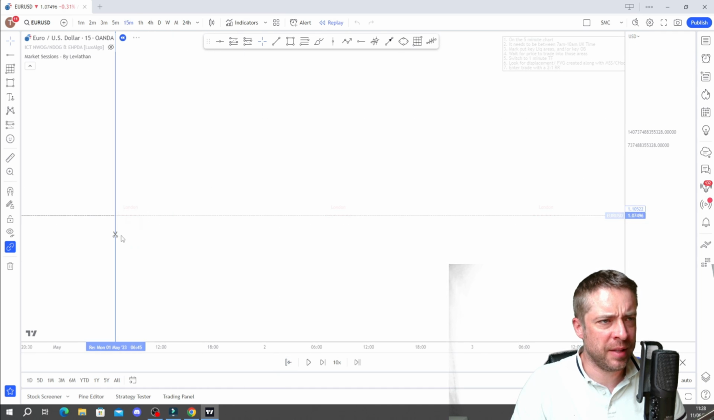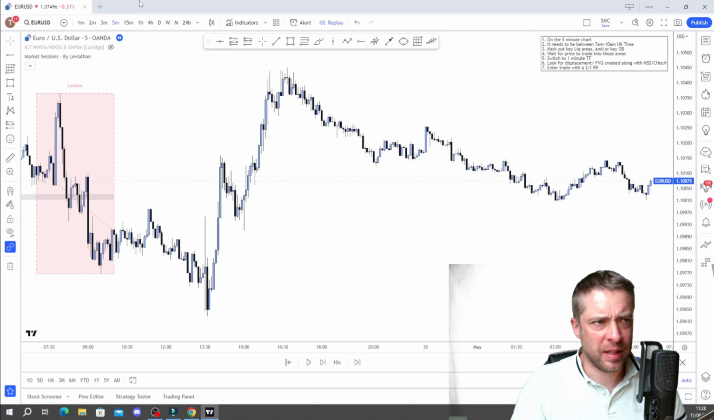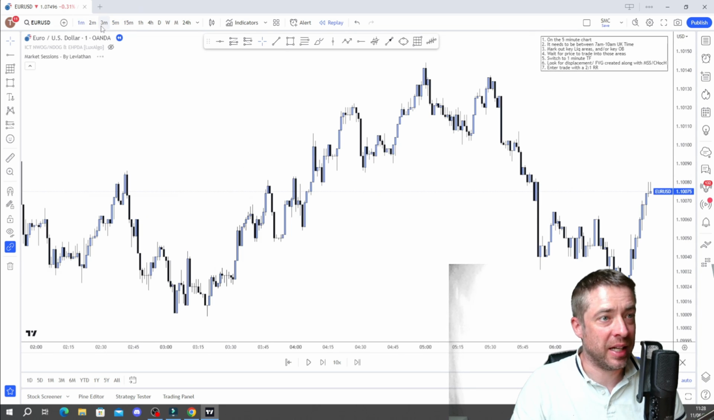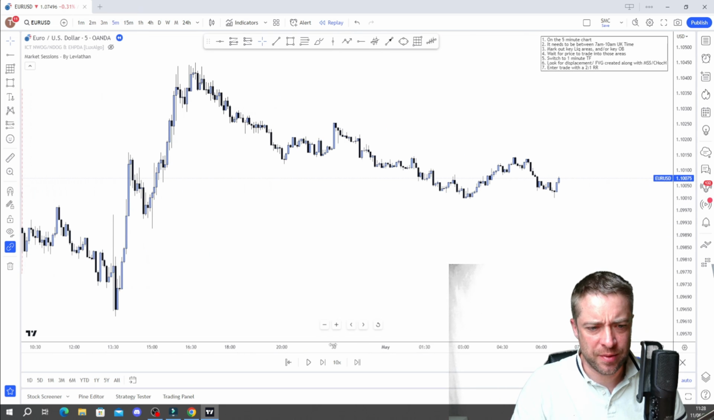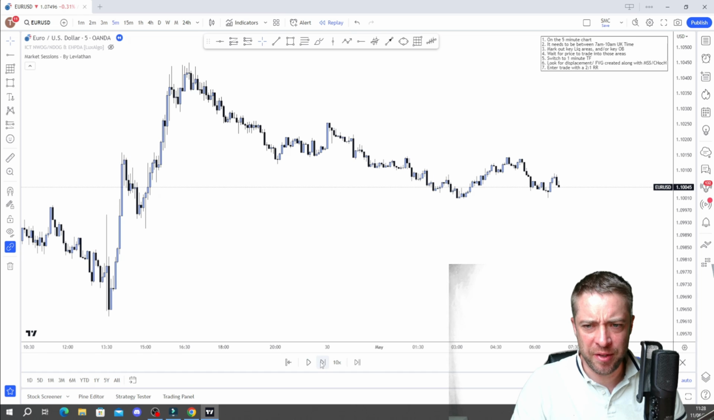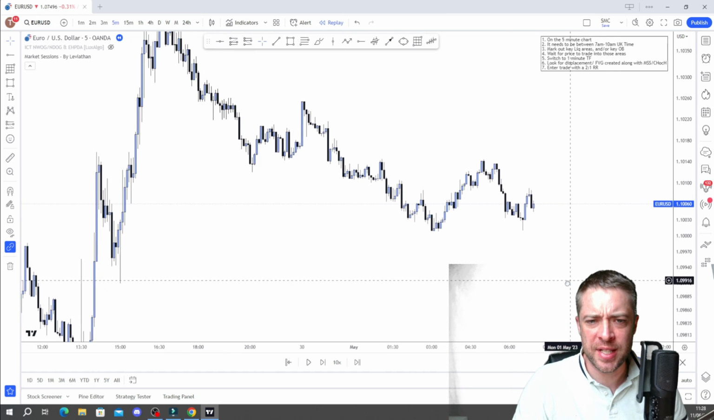Start of London here. Do I have 1 minute this far back? I do. Excellent. Okay, what time are we in here? 6:40, 45, 50, 55. Right, we're ready to go. First and foremost, make sure we're on the 5 minute. Yes, we're just before 7 AM.